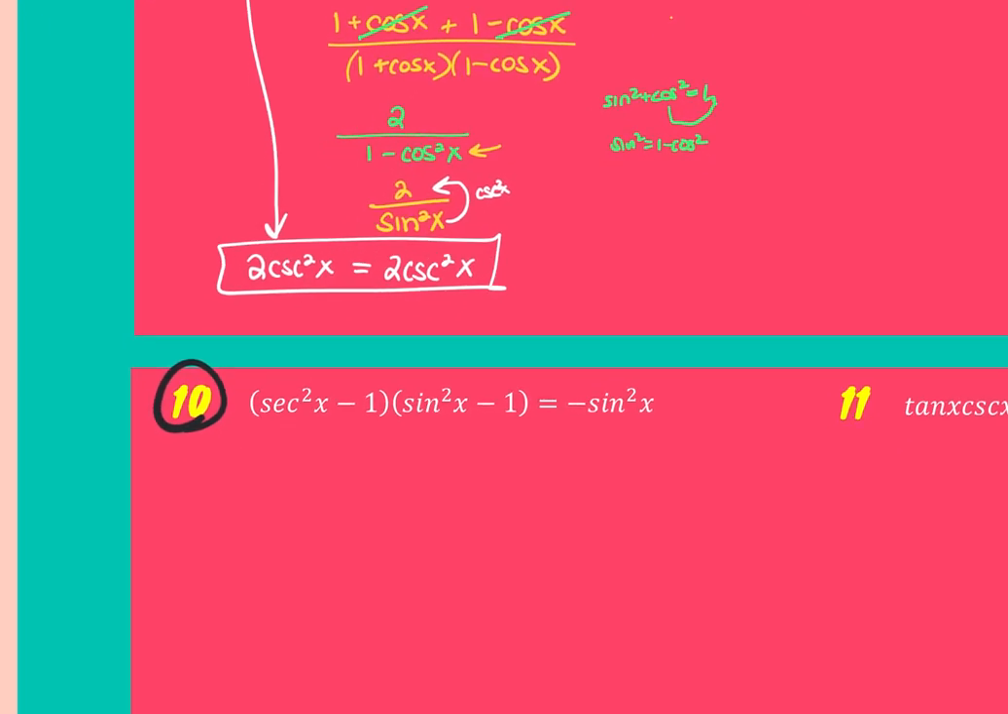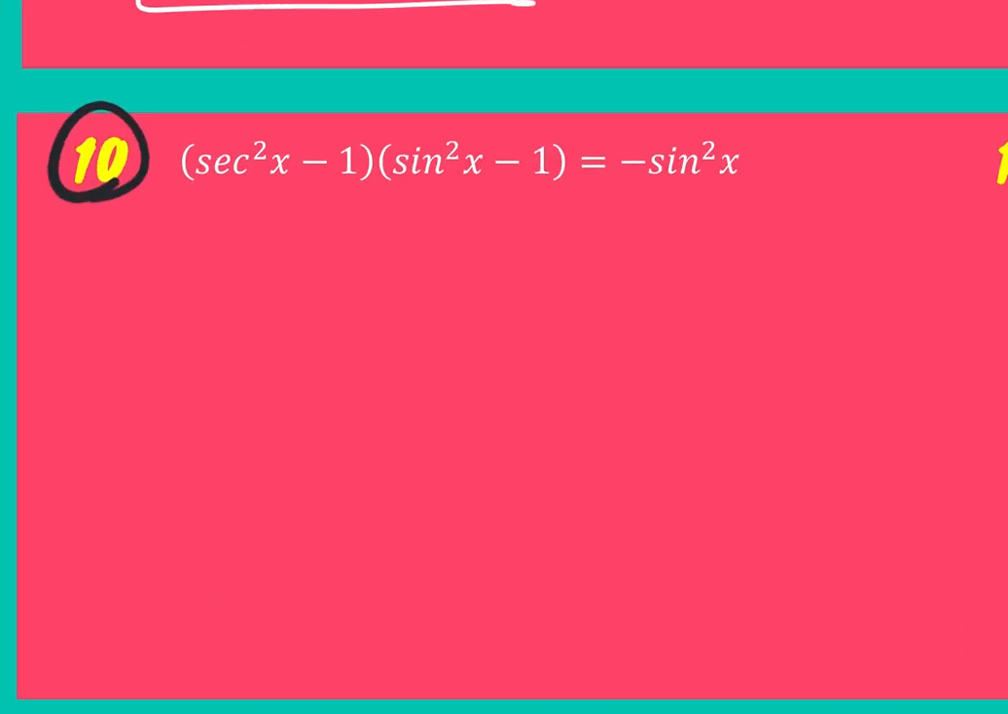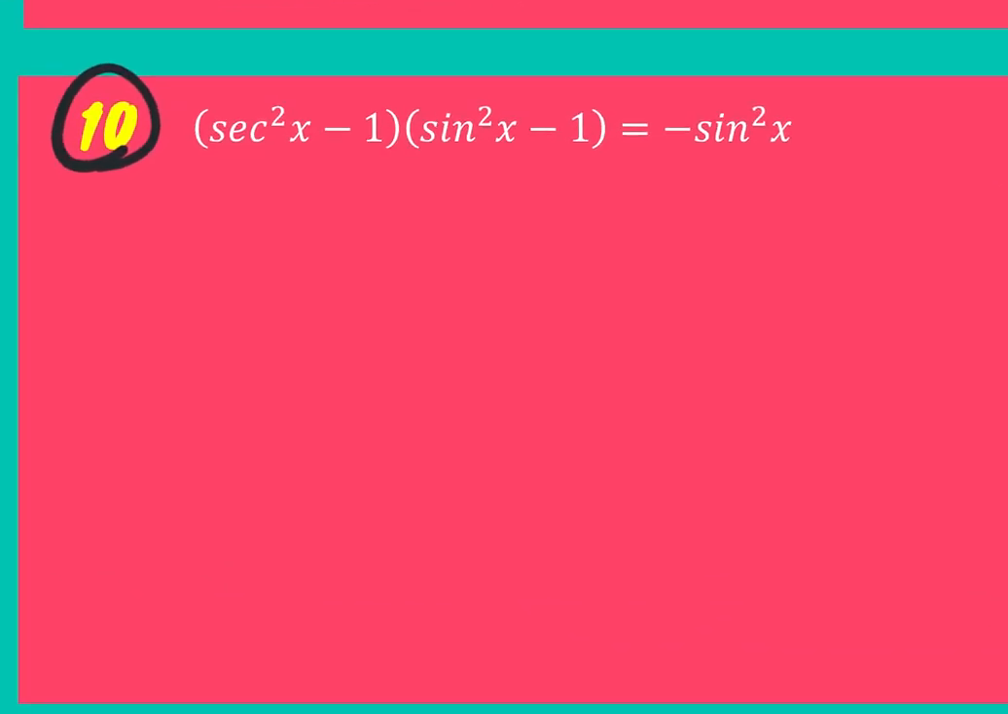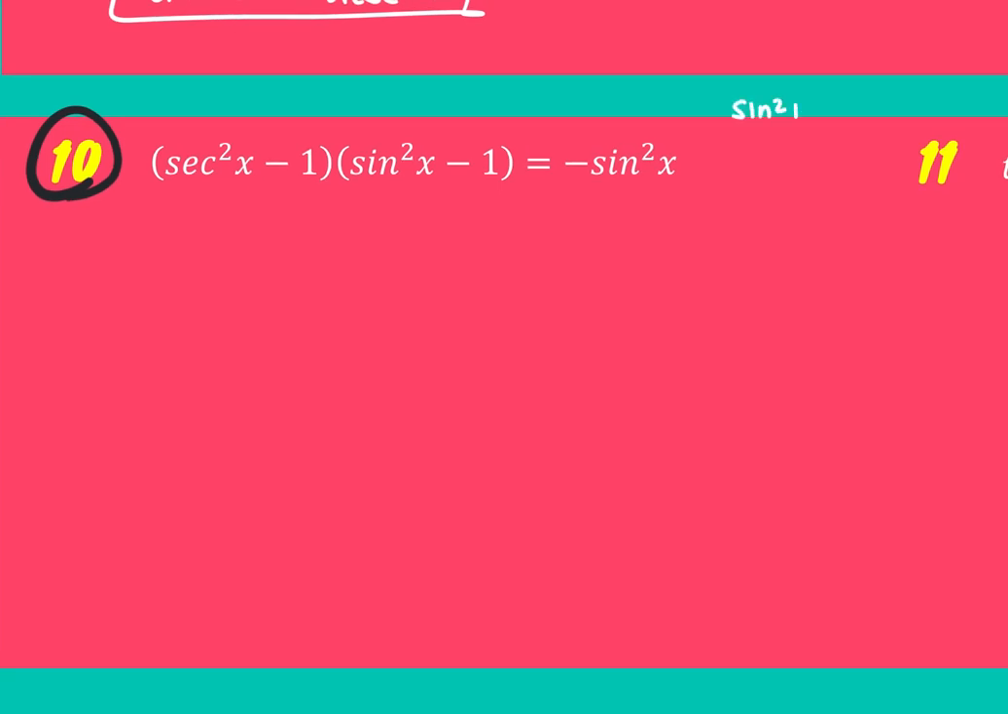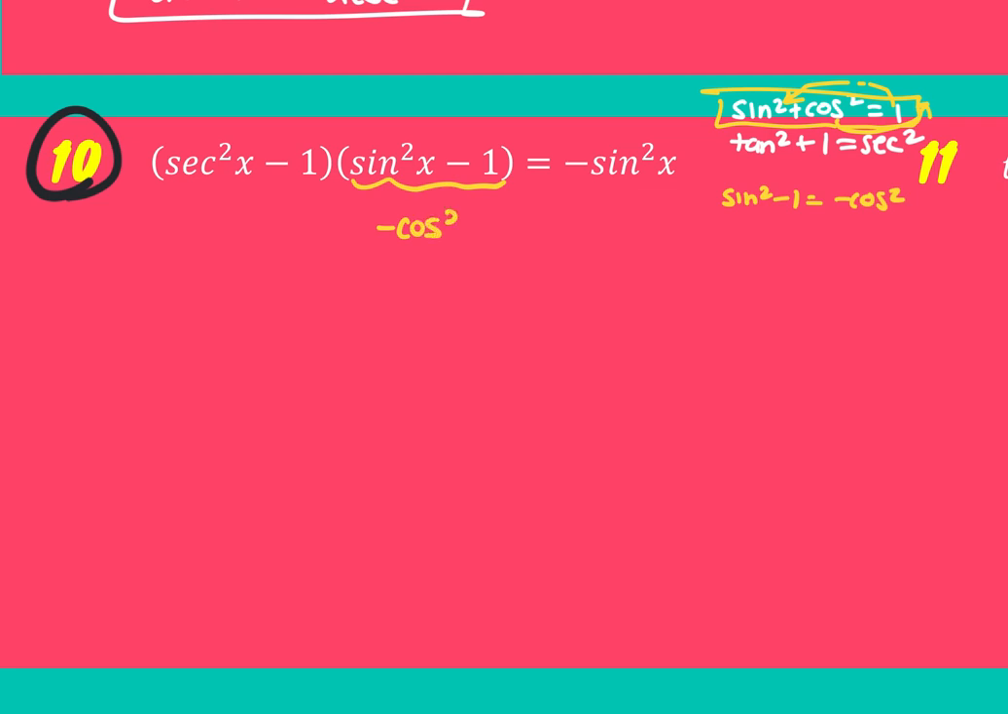We also skipped number 10. On 10, we've got two statements with squares and ones. So again, if you look back onto your Pythagorean identities, you would see sine squared plus cosine squared equals 1, and you'd see tan squared plus 1 equals secant squared. If I move around the 1 to the side with the sine, the cosine would go the other way, and I would get sine squared minus 1 equals negative cosine squared. So I can replace that with negative cosine squared x.